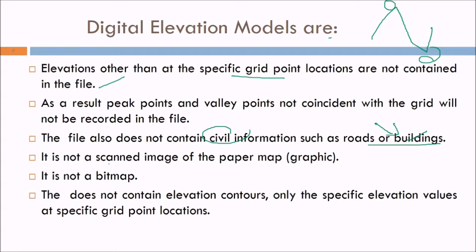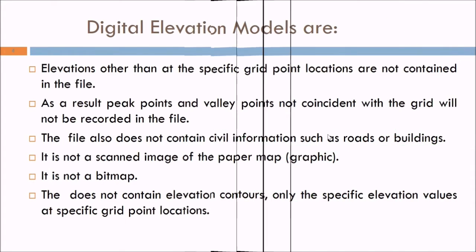It is not a scanned image of a paper map like a graphic. It is not a bitmap. The DEM is not a bitmap, neither a scanned map, and it does not contain elevation contours. Only the specific elevation values I just showed you in the matrix I just drew. It does not contain elevation contours, but only the specific elevation values at specific grid point locations.